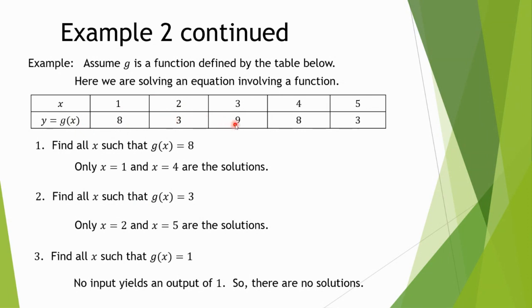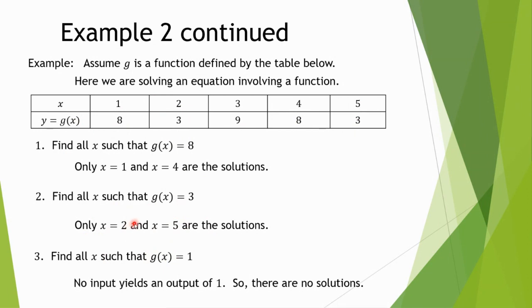What about over here? Well, this is 9, so that's not what we want. Here's 8. No. Oh, here's 3. So we have g of something is 3. What is that something? 5. So if x is 5, g of x is 3. So g of 5 is 3, g of 2 is 3, so 2 and 5 are the solutions. That's what we're doing here.